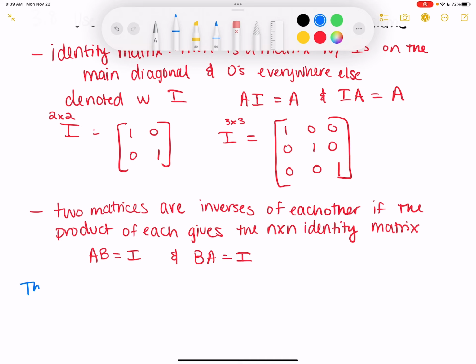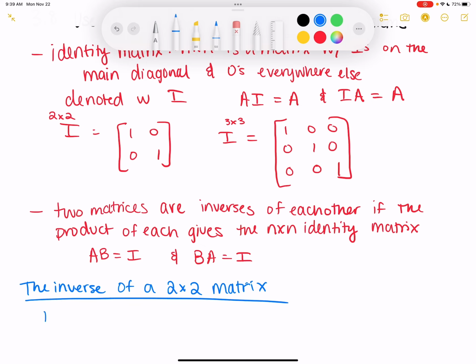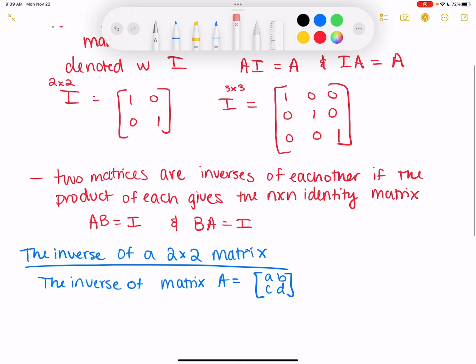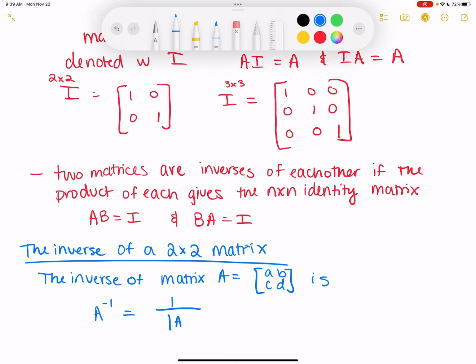So the inverse of a 2 by 2 matrix. The inverse of matrix A, that being matrix A with entries A, B, C, D, is A raised to the -1, which symbolizes that we're taking the inverse, and that is equal to 1 over the determinant of A, so we're putting it in absolute value bars. Remember that represents that we're taking a determinant.